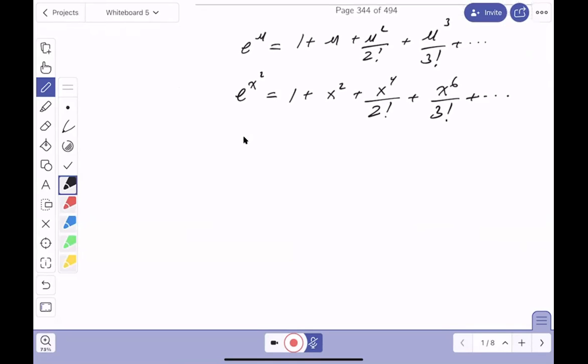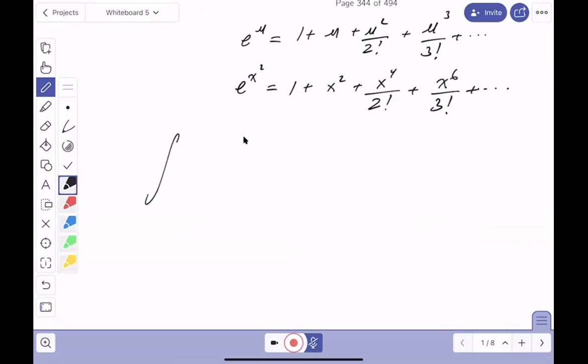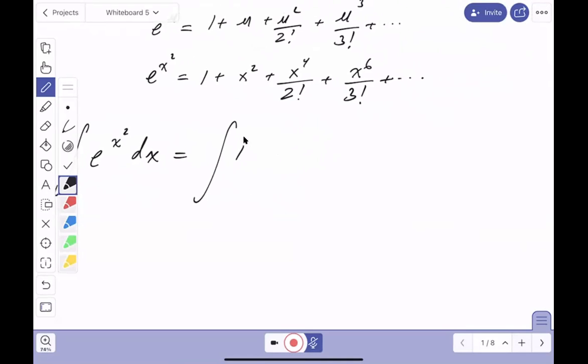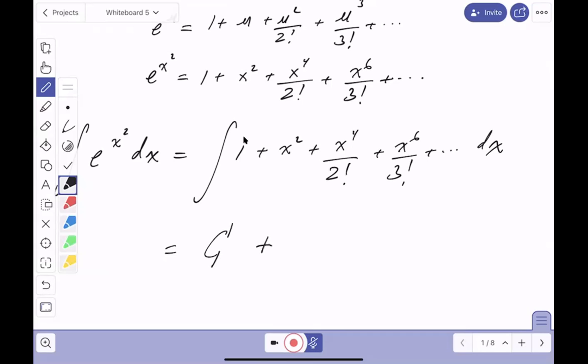So what I want to do is I want to integrate. All right, so let's write this down. I'm going to integrate this, which is like integrating this. By the way, this is true for all real numbers. So what do you have here? 1 plus x squared plus x4 over 2 factorial plus x6 over 3 factorial, yada, yada, yada, dx. Well, what do I know? I know there's a constant of integration plus, let's put the antiderivatives down one at a time.